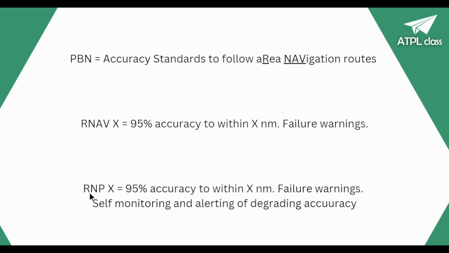Then you've got RNP, which is the same tolerance in terms of accuracy with RNAV, and we've got the same notification of any failures, but the equipment has to self-monitor itself and tell us if it is starting to drift off course. If the actual navigation performance that the aircraft is doing gets greater than the required navigation performance for that route, then we can no longer fly that specific part of the route.